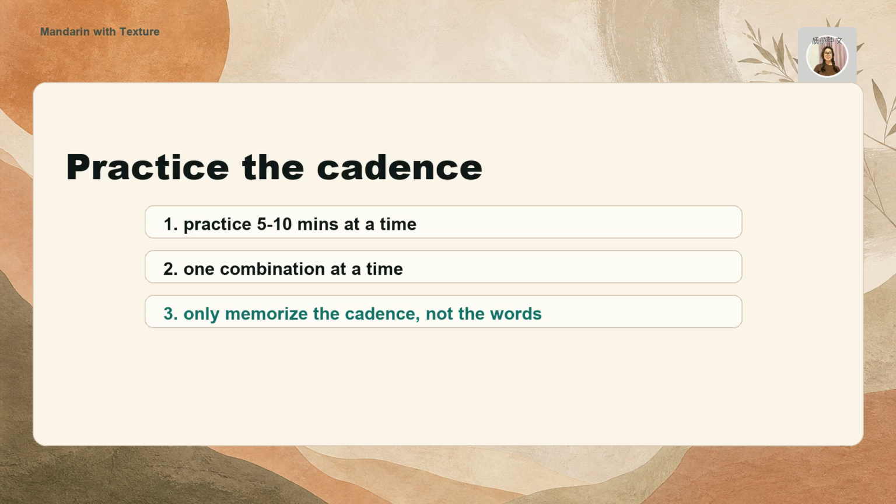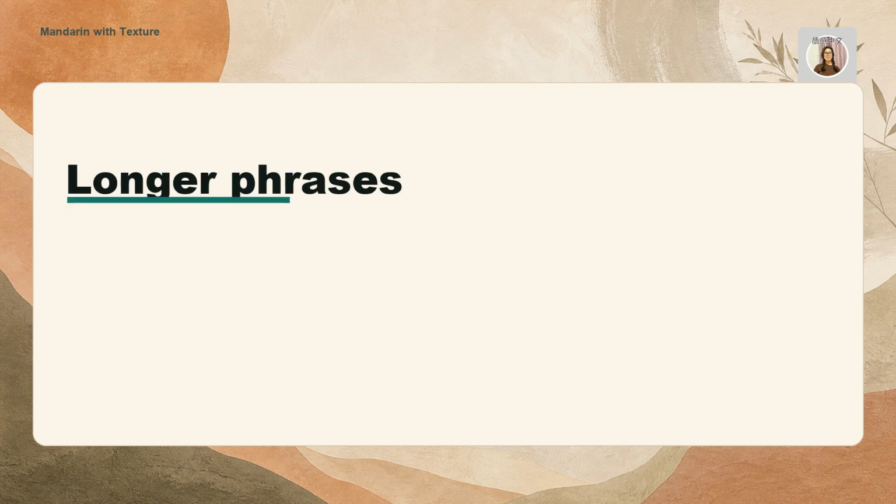10 minutes at a time. If you do this for a few days, you will notice that your third tone starts to change naturally. You will not need to stop and calculate every time. After two-syllable words feel comfortable, move on to longer phrases and sentences.